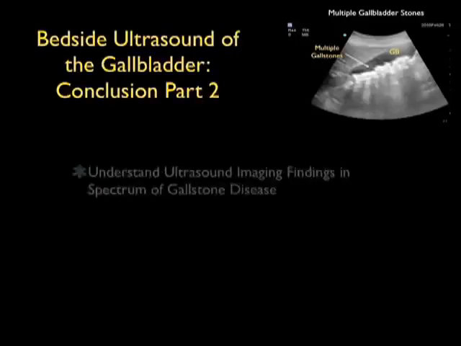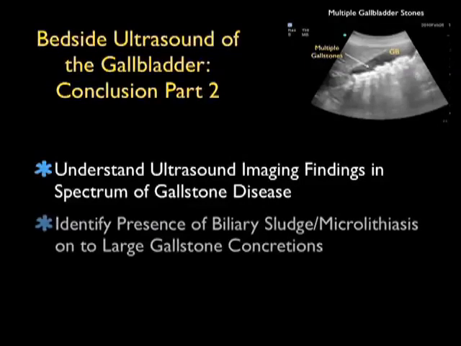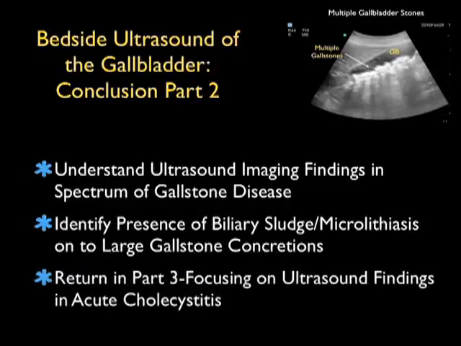My conclusion points for this Soundbites module going over part 2 of bedside ultrasound of the gallbladder. Hopefully through this module you now understand the ultrasound imaging findings in the spectrum of gallstone disease that may be seen in patients presenting to the emergency department with abdominal pain. I hope also that you can identify the presence of biliary sludge or microlithiasis that can be seen as the first finding of deposition of cholesterol crystals, on to the identification of large gallstone concretions. And last, I look forward to seeing you back as Soundbites continues and as we go on to gallbladder sonography part 3 that will focus entirely on the ultrasound findings in acute cholecystitis.